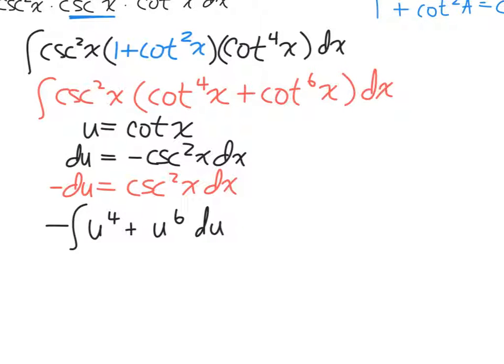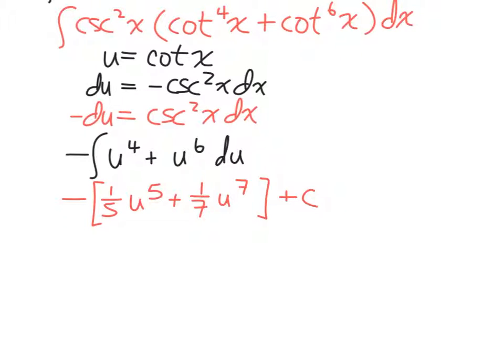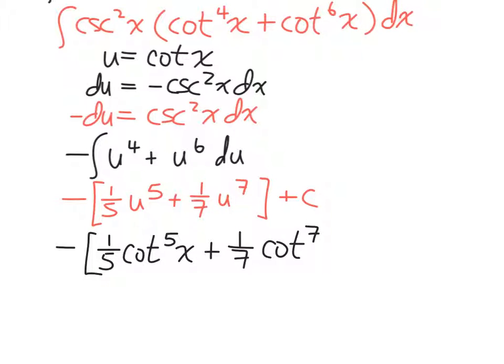Now it's just simple reverse power rule. So we have the negative. I'll put some brackets, I like brackets. 1/5 u to the fifth plus 1/7 u to the seventh, all plus c. Reverse sub. You have 1/5 cotangent to the fifth of x plus 1/7 cotangent to the seventh of x, all plus c.